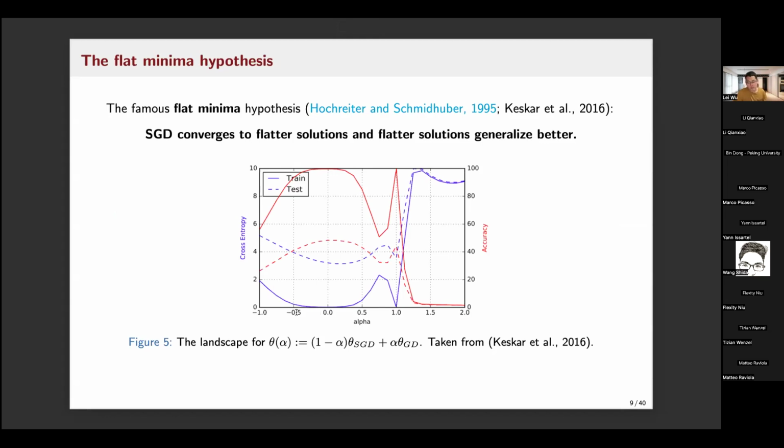So this is a figure. Just look at the blue curve. This curve corresponds to the landscape of the linear interpolation between SGD solutions and GD solutions. Alpha equals 1 corresponds to the GD solution, and alpha equals 0 corresponds to the SGD solution. You can see that the local landscape of the GD solution is much sharper than the local landscape of the SGD solution. This is a very consistent observation. In practice, you can do experiments to test the local landscape of the SGD solution and the GD solution. The empirical observation is that SGD always converges to much flatter solutions.